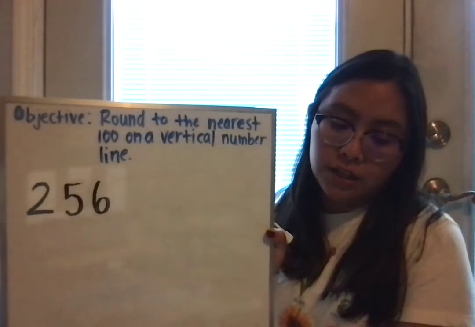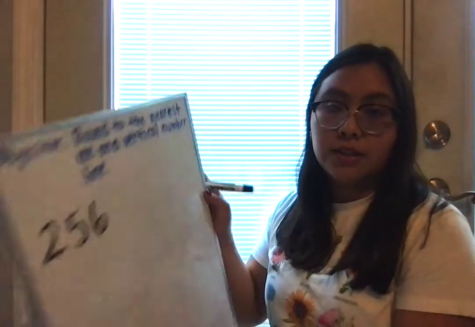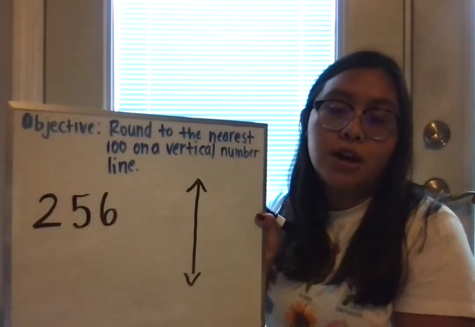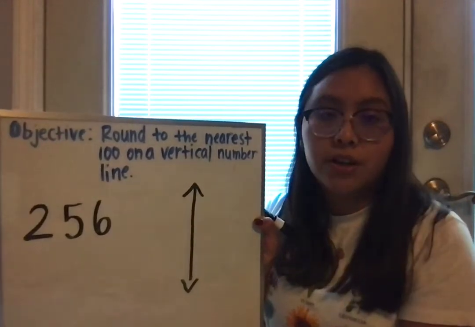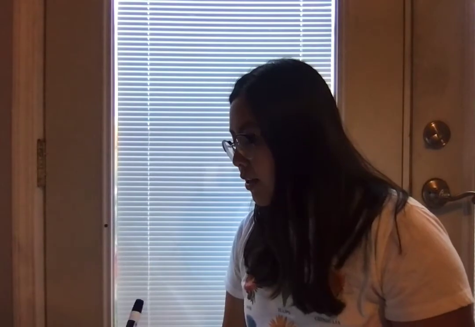So we are going to round 256 to the nearest 100. So can anyone tell me what I should do first? So yes, I should draw my number line first. And while I'm doing that, can anyone tell me how many hundreds are in 256? So that's going to help us with our starting point. How many hundreds are there in 256? So yes, if you said 2, you are correct. There are 2 hundreds. So I'm going to use that as my starting point.